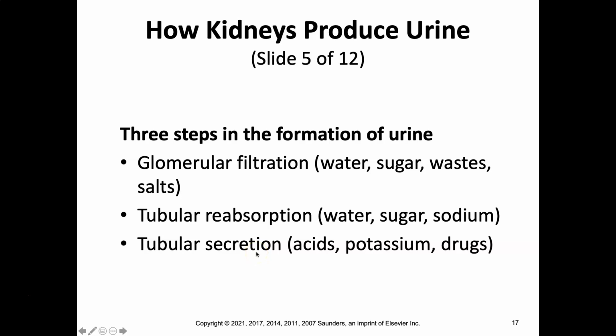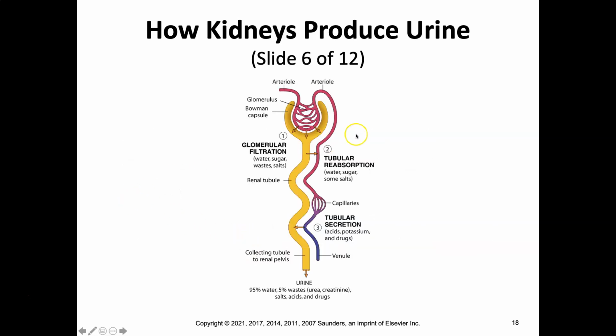And let's see if we've got, yes, we have a visual of that. So here we go. You've got your arteriole. Here is step one, the glomerular filtration, where the water, sugar, salt, waste are all pulled out. A little bit further down, the water, sugar, and some salts are reabsorbed into the blood. They get pushed back into the blood to be reabsorbed. A little bit further along in the process, they pull out any acids, potassium, and drugs.